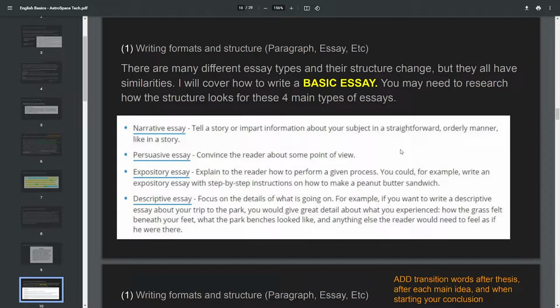So now we're moving a little bit over to essays. There are many different essay types and their structure changes. The main thing is their structure changes, but they all have similarities. I'll cover how to write a basic essay, but you may need to research how the structure looks for these four main types of essays. The teacher may be expecting something different between what a basic essay looks like and what a narrative essay looks like. So you just got to know what the structure is and where the supporting evidence needs to be.